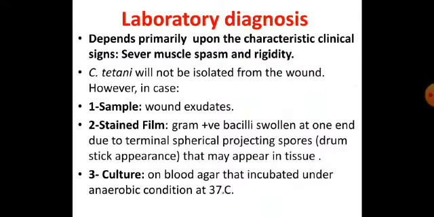Laboratory diagnosis depends primarily upon the clinical signs, severe muscle spasm and rigidity. Clostridium tetani bacilli will not usually be isolated from the wound. It's very difficult to isolate. However, in case the sample is wound exudate, the stained film reveals gram-positive bacilli swollen at one end due to the terminal spherical projecting spores that may appear in the tissue. Culture on blood agar anaerobically.